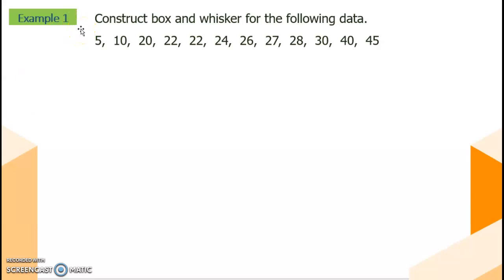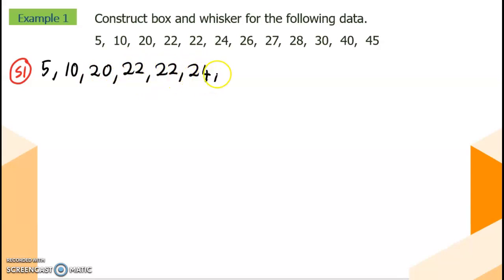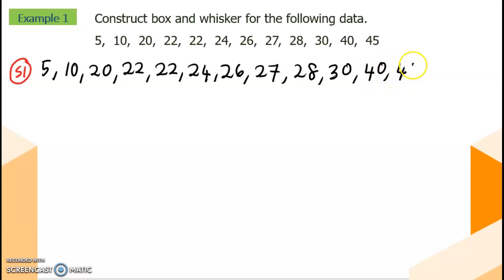Example 1, construct a box and whisker plot for the following data. First, we are going to do the first step, which is to arrange the data. So we are going to arrange the data in increasing order: 5, 10, 20, 22, 22, 24, 26, 27, 28, 30, 40, and 45.